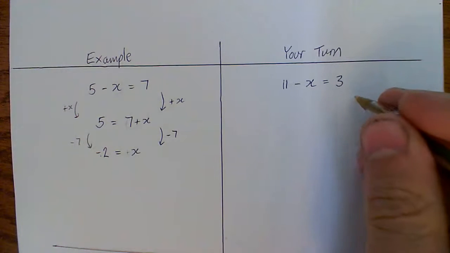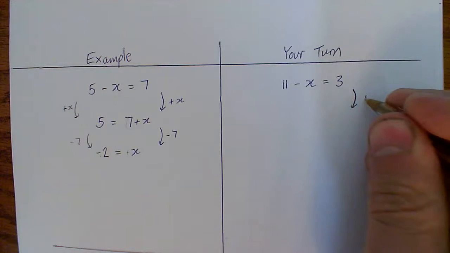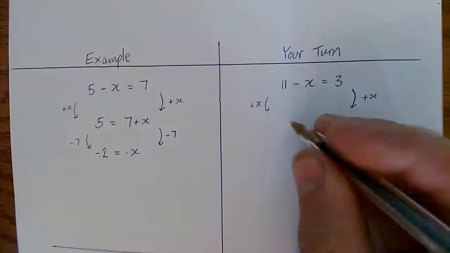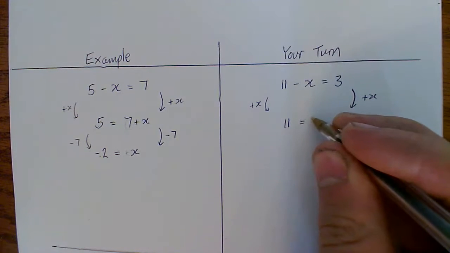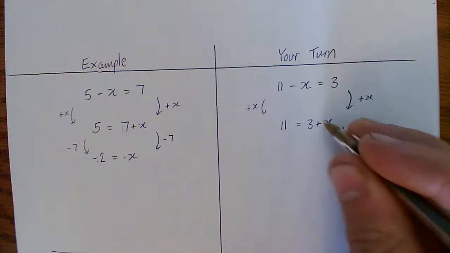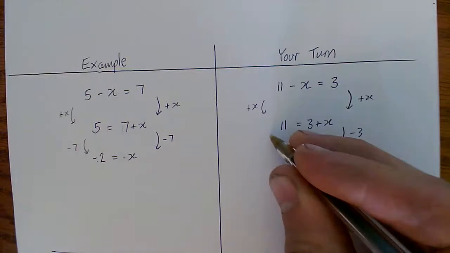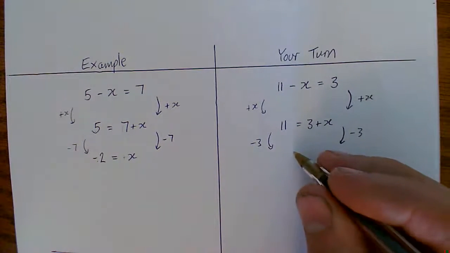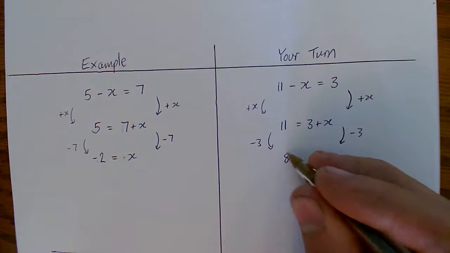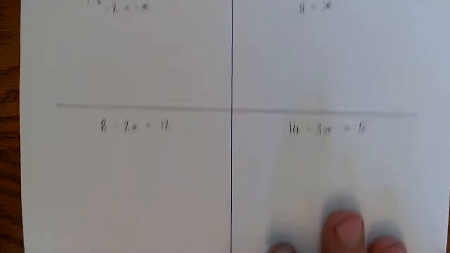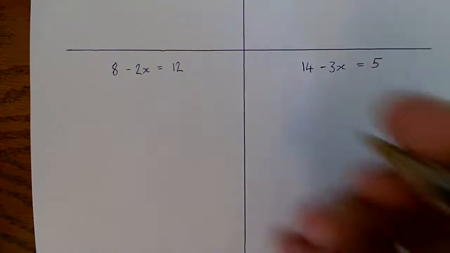Okay, so the your turn, exactly the same procedure that we've just done. We're going to add x to both sides. That gives us 11 on this side, 3 plus x on this side. I want to get the x back, so I'm going to take away the 3. That leaves me with 8 being equal to x. So that's our nice straightforward procedure. Second set, I've got just an extra step.